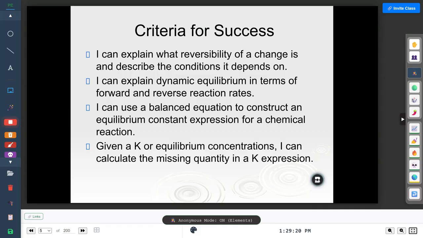So I want us to be able to talk about what a reversible reaction and an irreversible reaction are and what conditions might determine whether it's reversible or irreversible. I want us to talk about whether or not something is going to have the same rate if it's in a forward reaction or a reverse reaction. I want us to understand what a balanced equation is going to do to help us make an equilibrium constant. And then I want us to take that equilibrium constant K or our concentration, and then we're going to actually do a calculation, and we'll see how that works.